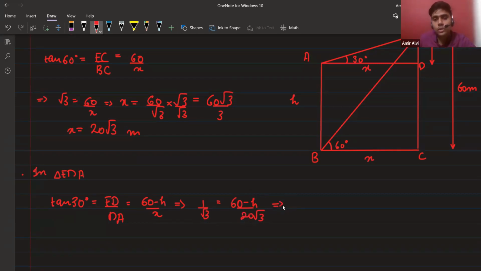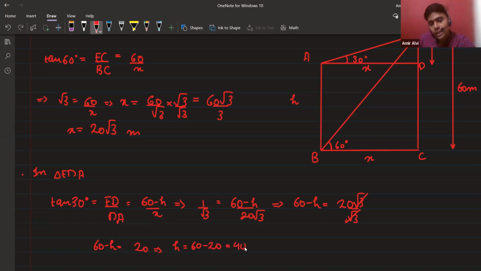So you will just cross multiply them. 60 minus H will be equal to 20 root 3 by root 3. This will cancel, yes or no? So 60 minus H will be equal to 20. So basically just shift the H towards the right side and 20 on the left hand side. So 60 minus 20 equals 40 meter. Clear, everybody? That's your answer. The value of this is 40.